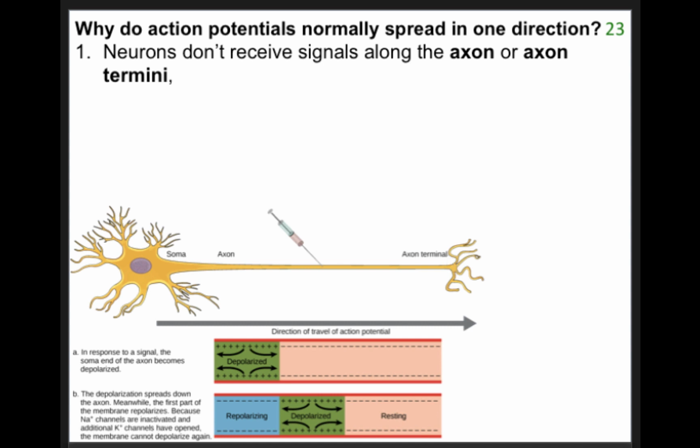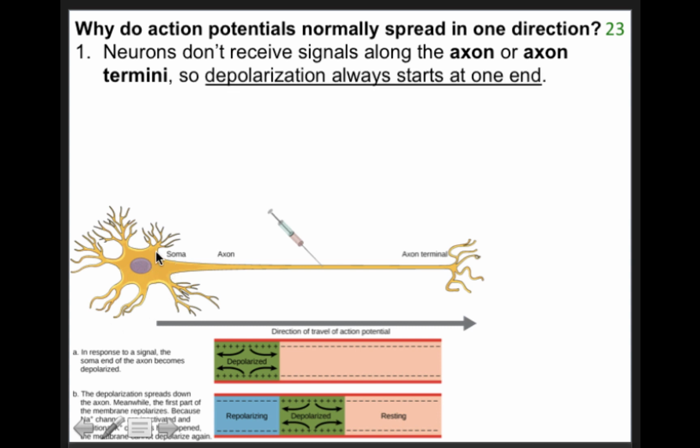One reason why the signal always goes from the axon hillock to the axon termini is that neurons only receive signals on this end. The axon itself and the axon termini don't receive any signals from other neurons, so there's no reason why you would initiate a signal at this end. You're always starting the signals here at the axon hillock. So depolarization always starts on one end and chain reactions its way down.